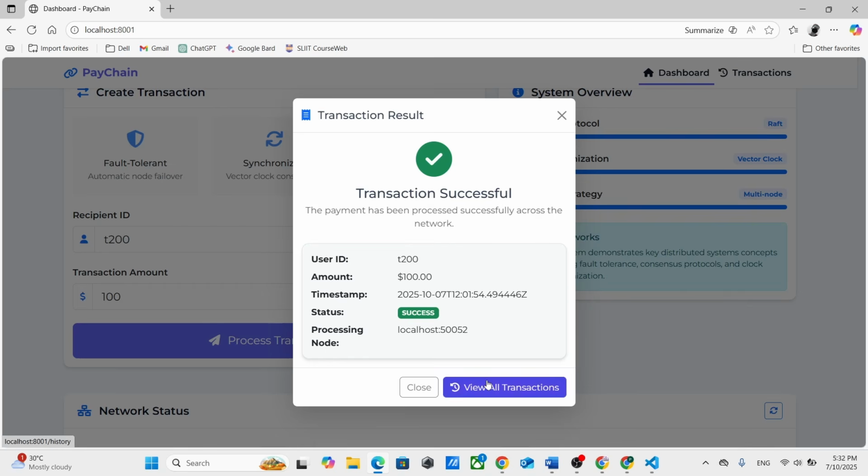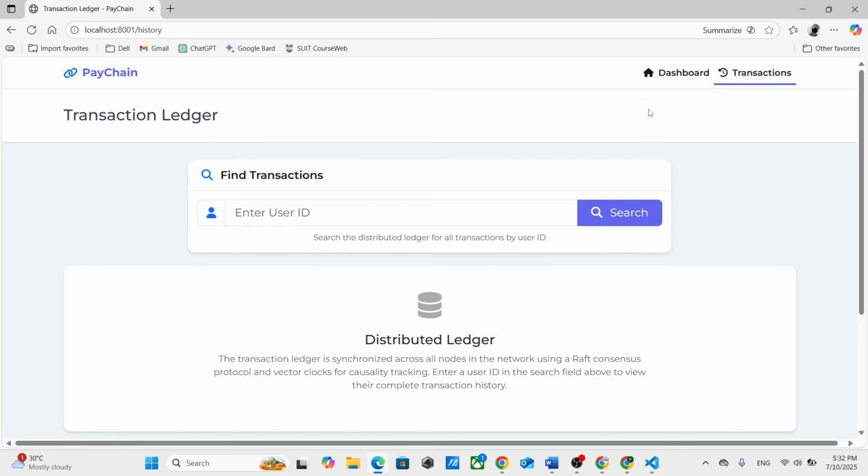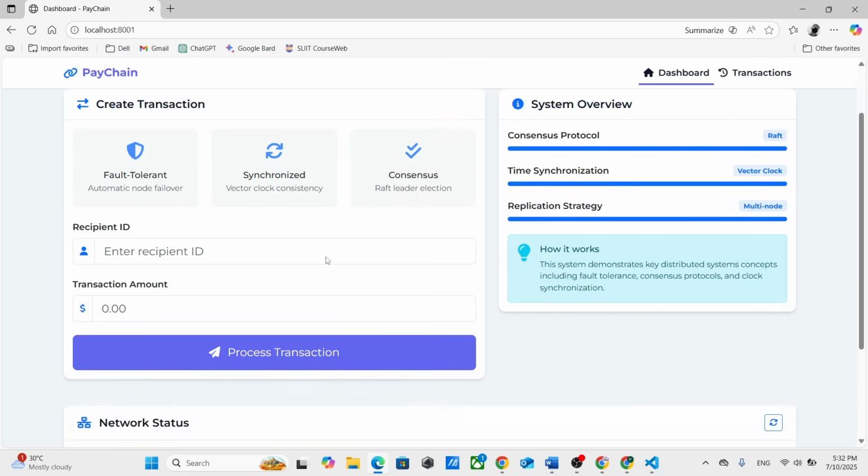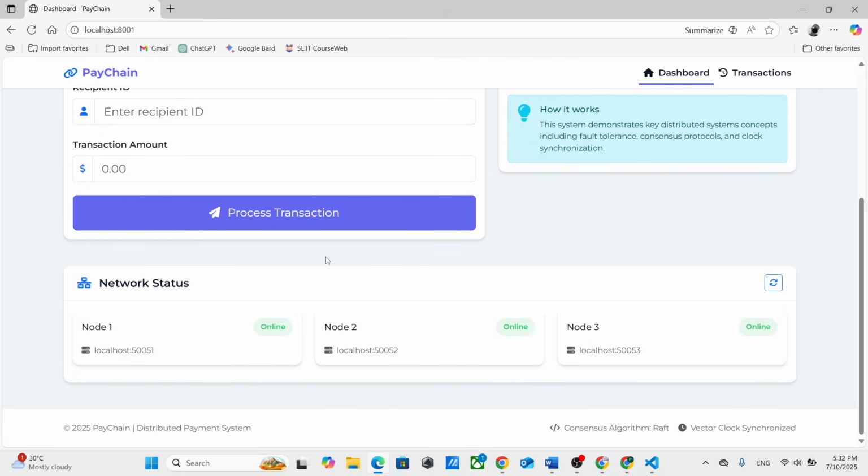To view the transaction details, we can go to the transactions tab bar here, and then we can filter our transactions, and once we search we will get our transactions over here. And let's take a look at our servers running right now. There are 3 nodes running right now, all 3 are online.